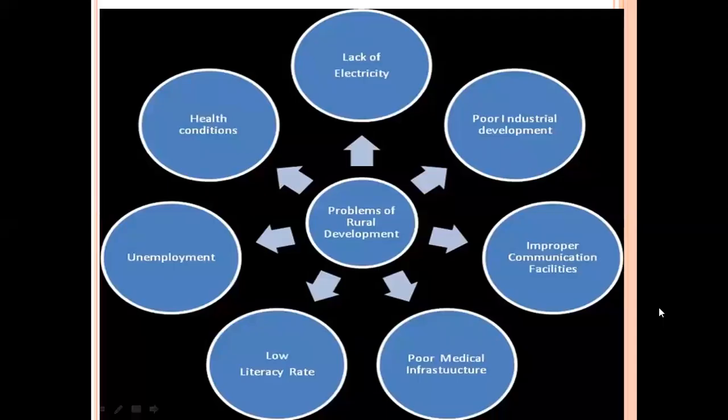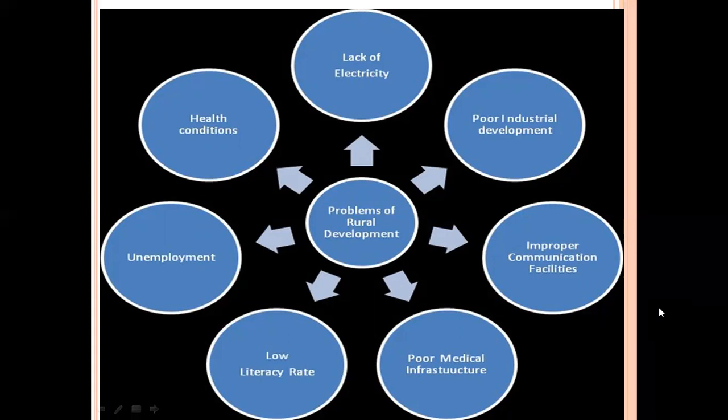There are some other problems also in rural development, like lack of electricity, poor industrial development, improper communication facilities, poor medical infrastructure, low literacy rate, unemployment, and health conditions. The financial, manpower and managerial resources devoted to implementation of rural development programs are utterly inadequate in rural areas. And whatever schemes are there, better implementation of rural development programs can be ensured only if responsible persons are there, who are rarely found in rural areas.